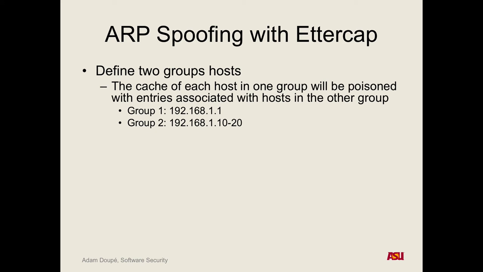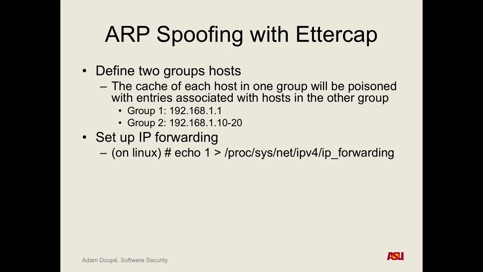I'm not really going to go into this. You set up which groups you want to be poisoned to which other groups. You then, on your system, so the key is your system needs to do packet forwarding, right? So when you get a request from host A to host B, you need to forward that request on. By default, most systems don't act as routers, right? So on Linux, you have to enable IP forwarding inside the settings. So this is how you do that there.